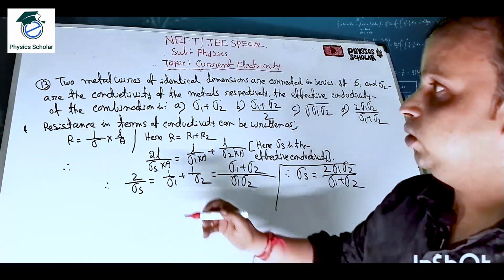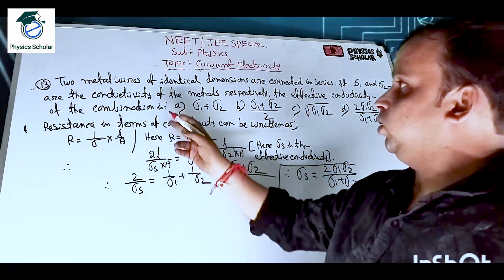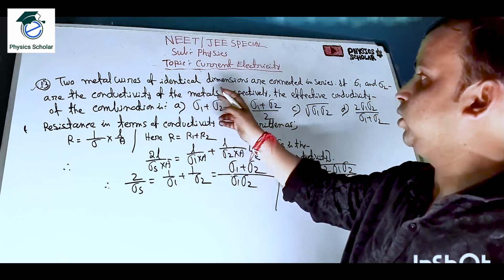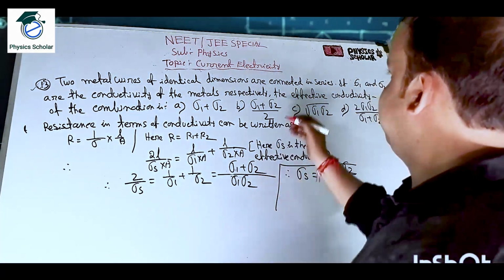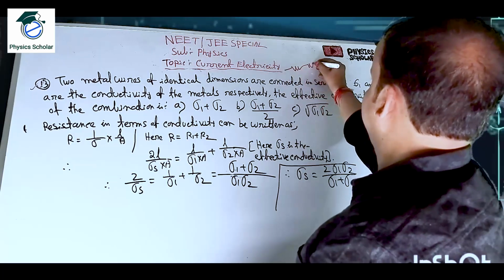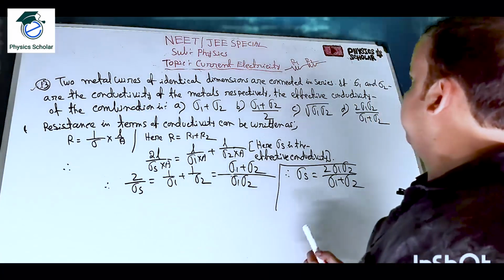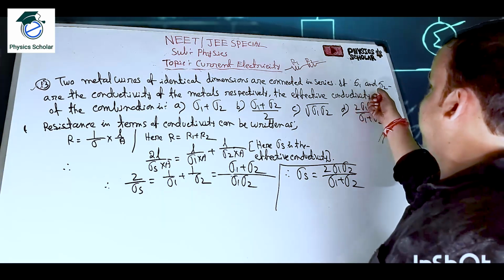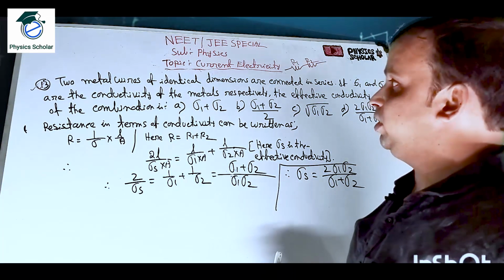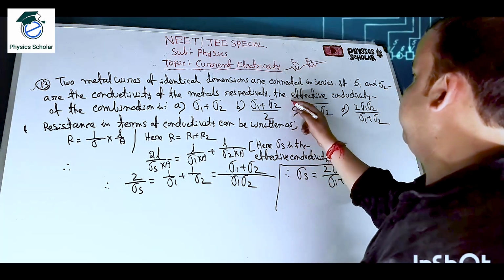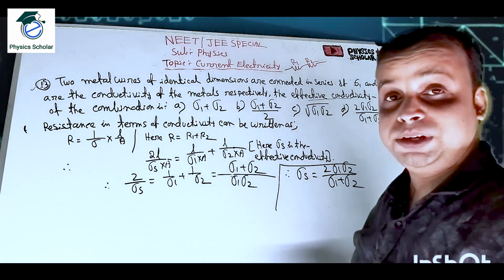Okay students, so now it is problem number 13. Two metallic wires of identical dimensions are connected in series. Connected in series means like this. Suppose the resistances are R1 and R2, and sigma 1 and sigma 2 are the conductivities of the metals respectively. The effective conductivity of the combination will be, what?